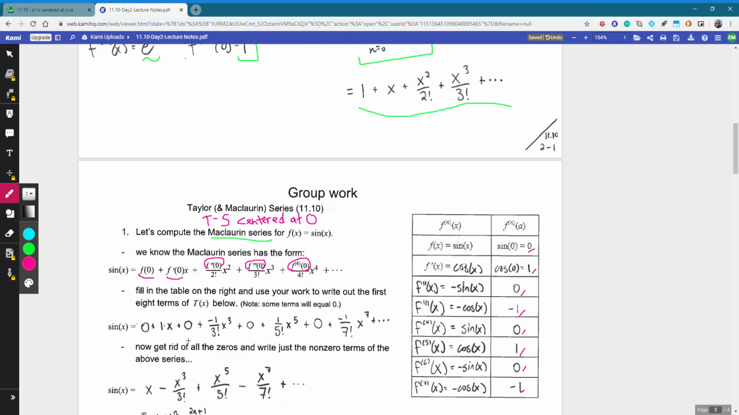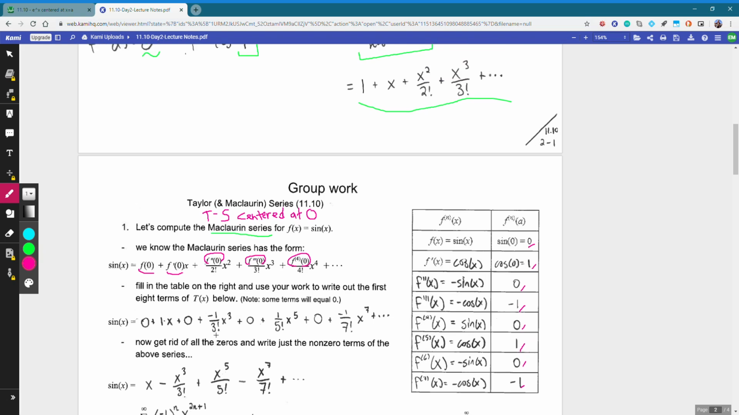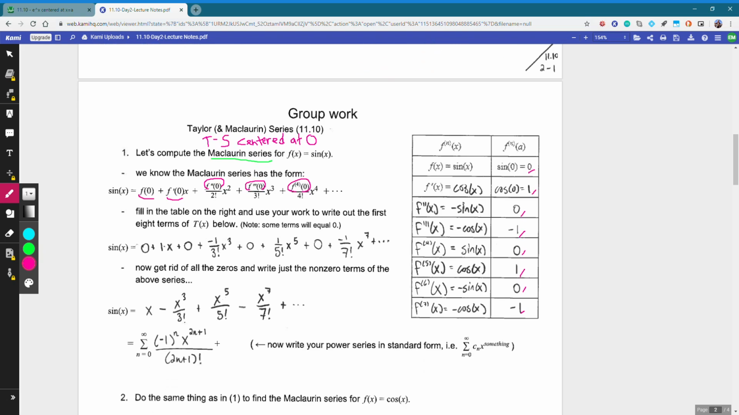Of course, we don't have to write all these plus zeros. If we get rid of those, then this is what our series boils down to. And so here we can see a pattern going on. This is a perfectly good expanded form here. If we want to write that into standard form, we need to come up with a formula for the nth term here. And so here we can notice some patterns.